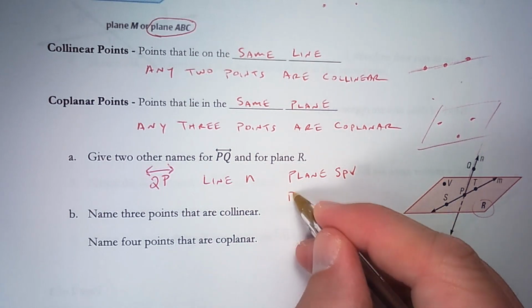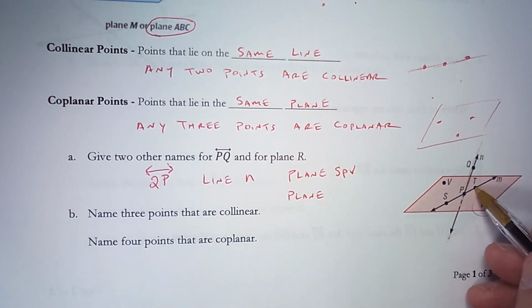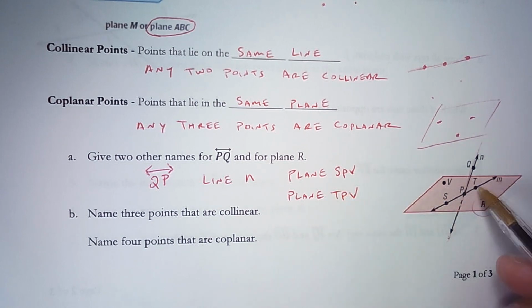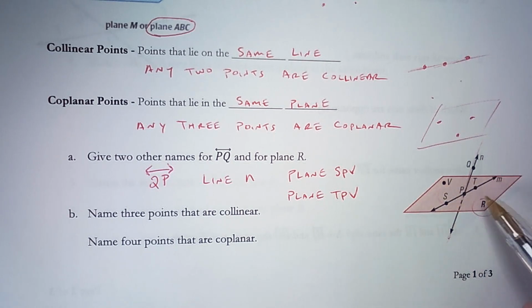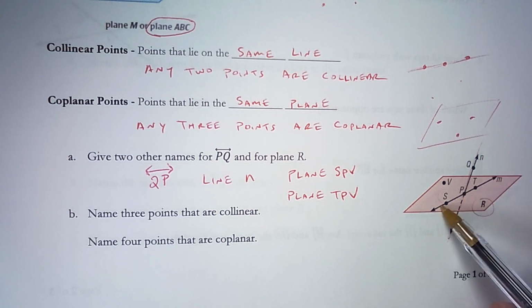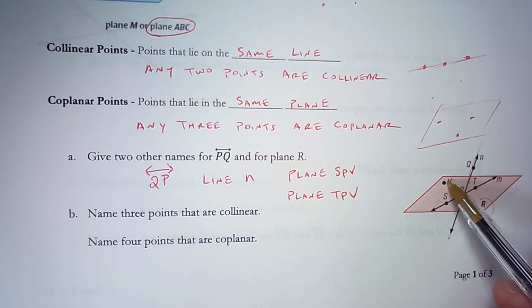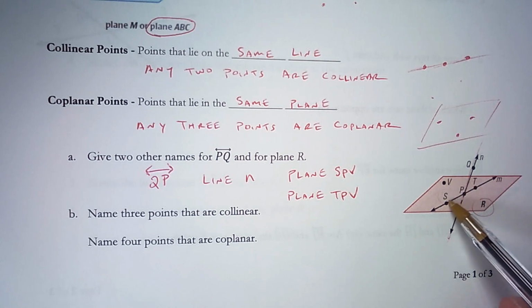Okay, I could do plane, and let's include the T this time. How about TPV? Any combination of three points out of these that are in the plane, except that it can't be S, P, and T because they're on the same line. Now I can't use point Q because point Q appears to be hovering above the plane. So I can only use these four points, any three of them, except for a combination of S, P, and T.